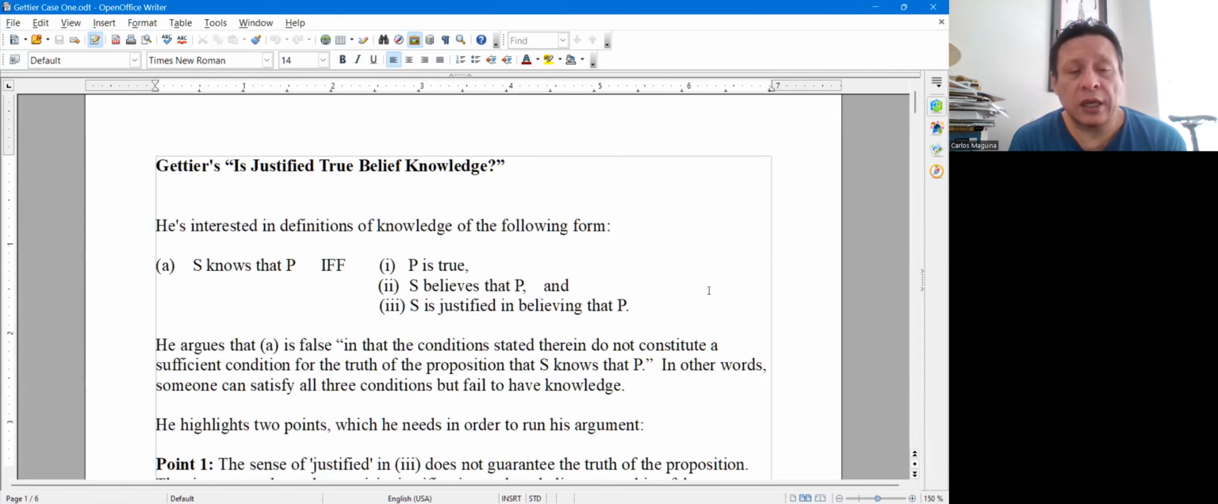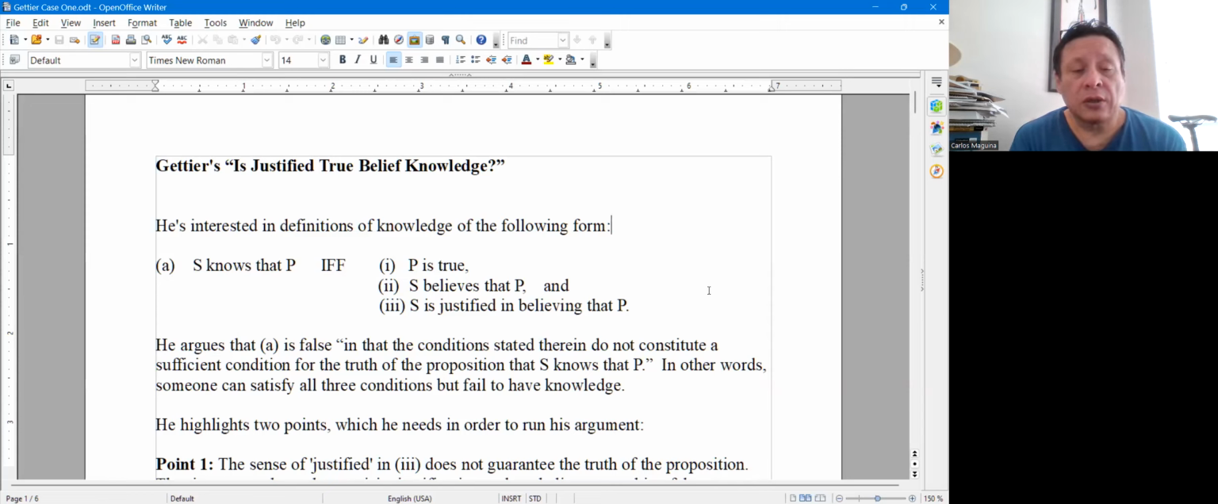So Gettier is interested in definitions of knowledge of the following form. A, he just labels it A. He also gives two other versions of this, basically the same argument, which he labels B and C. But really, we just care about A. Everything we say about A, we can pretty much just say about B and C.